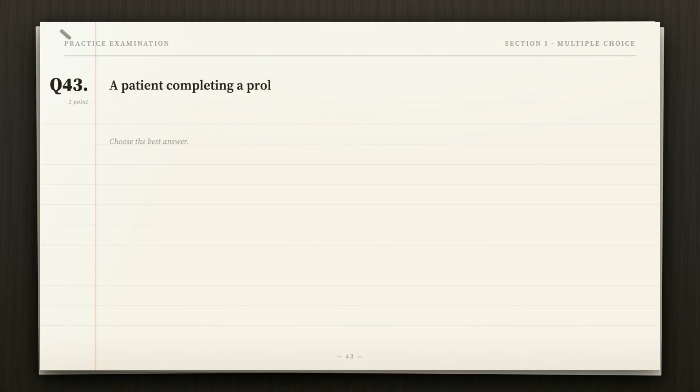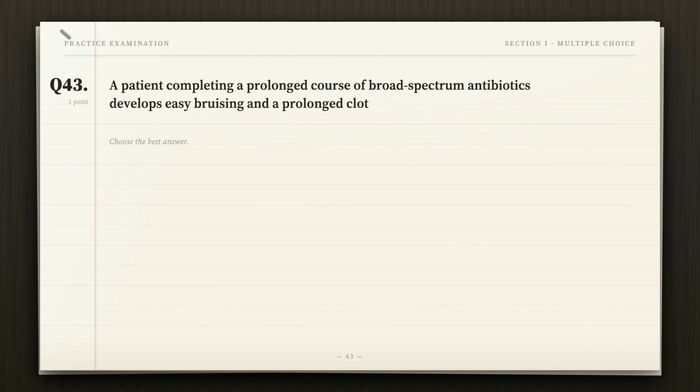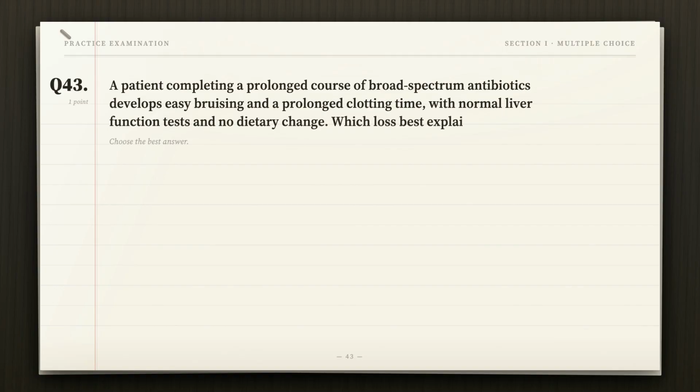Question 43. A patient completing a prolonged course of broad-spectrum antibiotics develops easy bruising and a prolonged clotting time, with normal liver function tests and no dietary change. Which loss best explains this finding? Your options are A. Loss of bile salts needed to emulsify dietary fat.